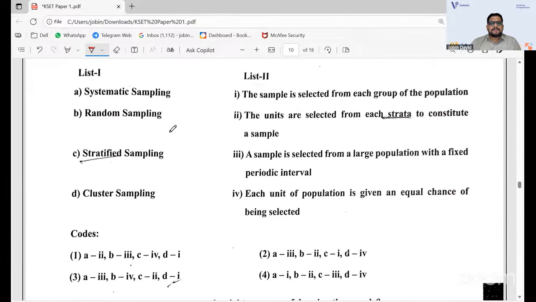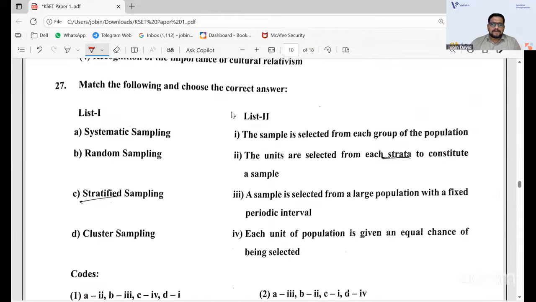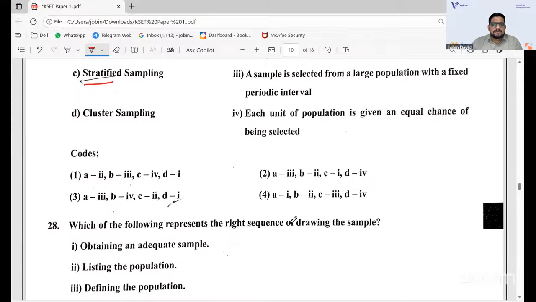And match the following and choose the correct answer. It's sampling. When I discussed in the classroom, I told you that sampling is a very important part. They will ask about it in the case of NET and all eligibility test exams. So stratified sampling goes with a sample or units selected from each stratum. Okay, stratified and strata you can relate. So C2 is the option that you can go with. So C2 you have only one option, that is 3. So for 27, the option will be 3.